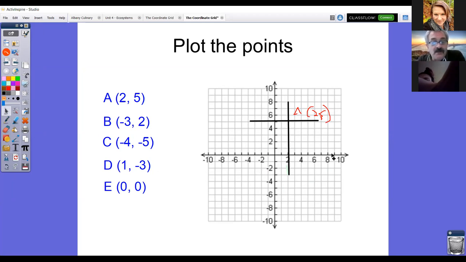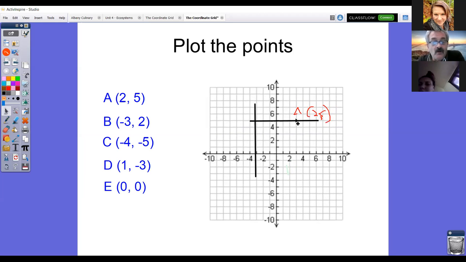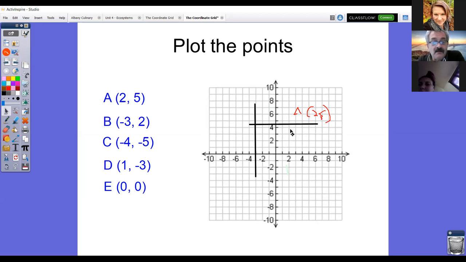So what I'm going to do is move this x to negative 3. And now I'm going to move my y-axis to 2. Where they intersect is point B. There. C is negative 4, negative 5.